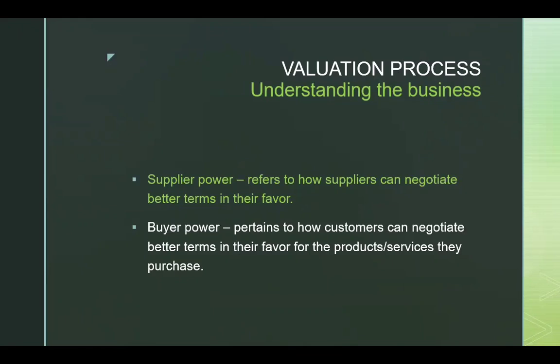Next is supplier power. Supplier power refers to how suppliers can negotiate better terms in their favor. When there is strong supplier power, industry profit tends to be lower. Strong supplier power exists if there are few suppliers that can supply a specific input. Supplier power also considers suppliers' concentrations, prices of alternative inputs, relationship-specific investments, supplier switching cost, and also governmental regulations.